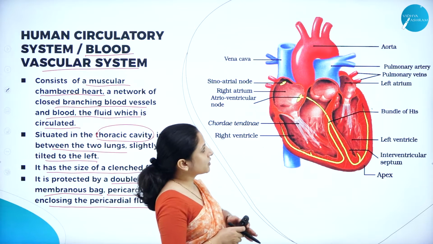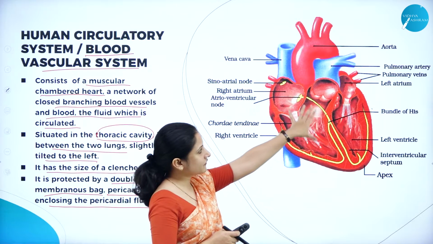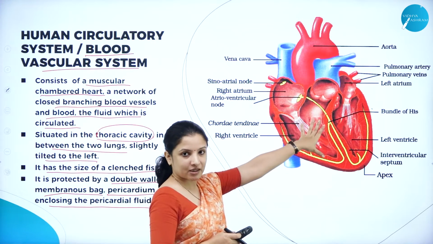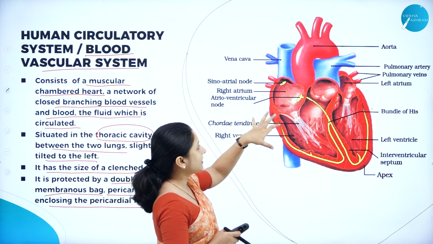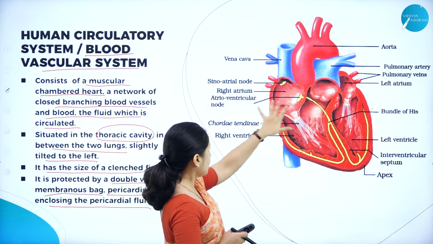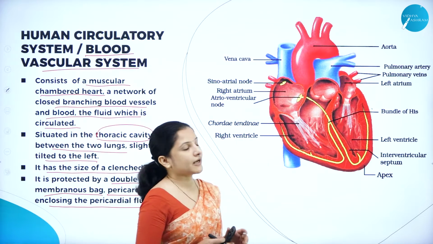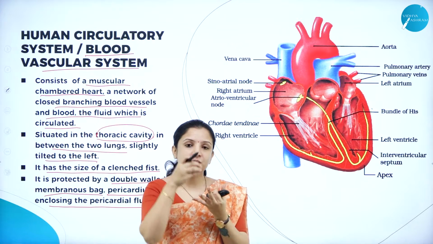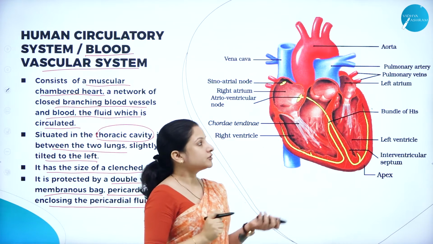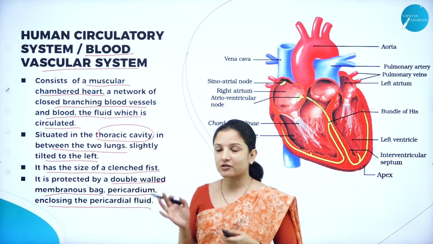If you look at the heart here, you can see it is four-chambered, it is muscular in nature, and it is the size of a clenched fist, and it is covered by the pericardium, which is a protective membrane. So the pericardium actually forms like a bag which protects the heart in it. So that is about the general structure of the heart.